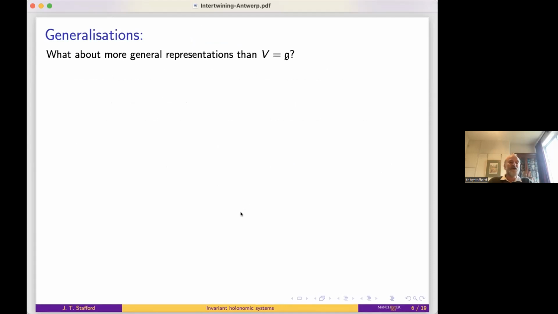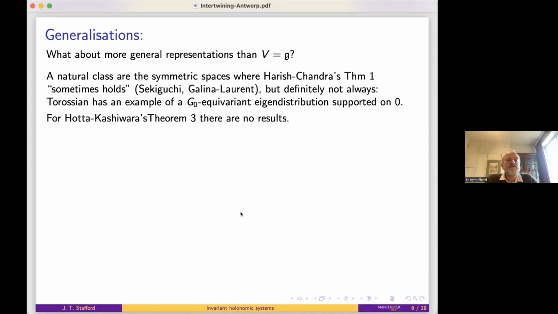Okay, so that's quite a lot about one module, a representation of G, and then one class of modules over that, regular differential operators. So what about more general cases? The next natural case to look at perhaps is the case of symmetric spaces. And here, various people have shown that Harish-Chandra's theorem holds.